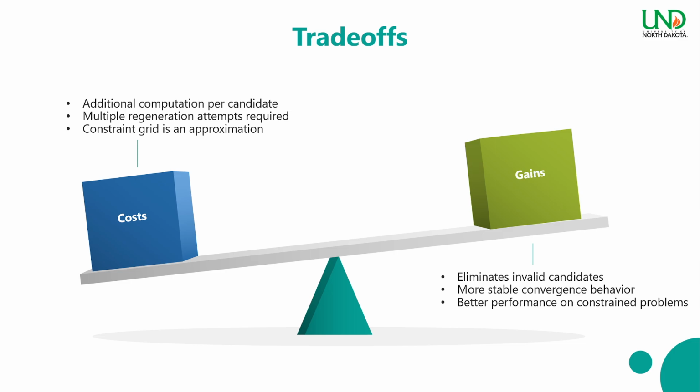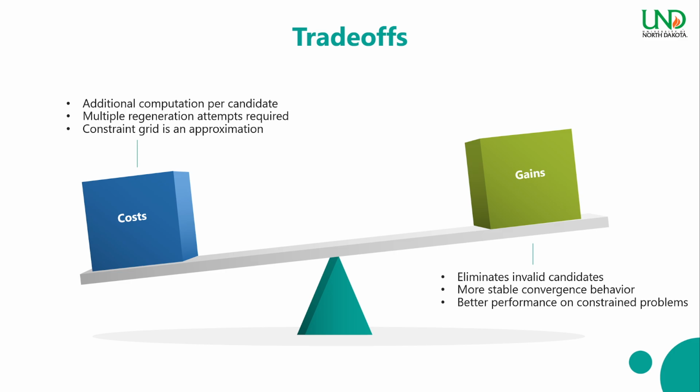So, the pros and cons of the approach. On the cost side, every candidate now has to be checked against the constraint grid. It's a lightweight check, so it's not that big of a deal. And of course, in cases where there are no constraints, that check would be ignored. So you could add this without having constraints, and that would also be fine. That added check against the constraint grid adds computation. And in some cases, we'll have to regenerate the candidate multiple times before we get to a valid one.